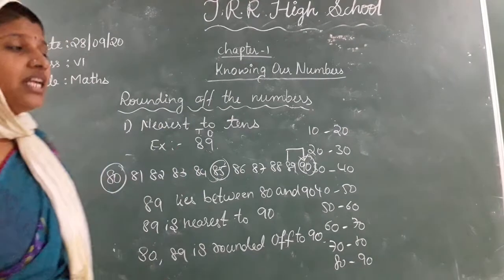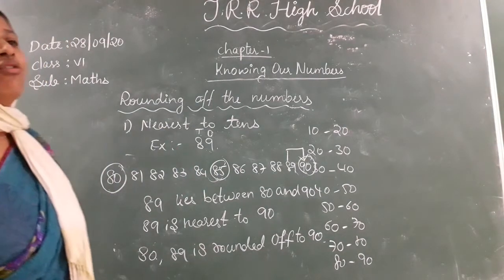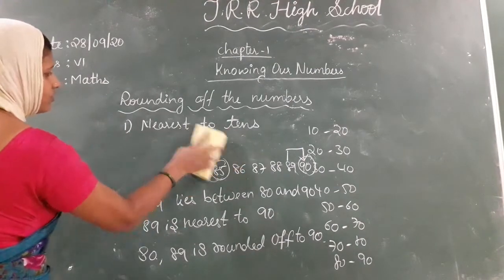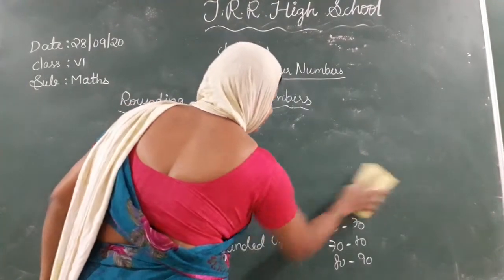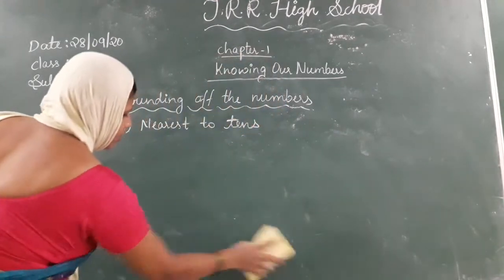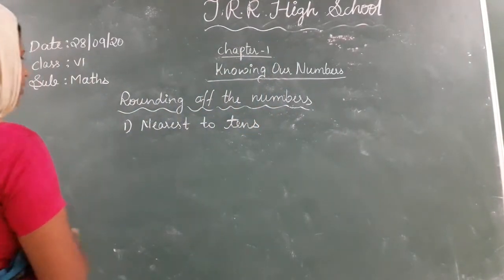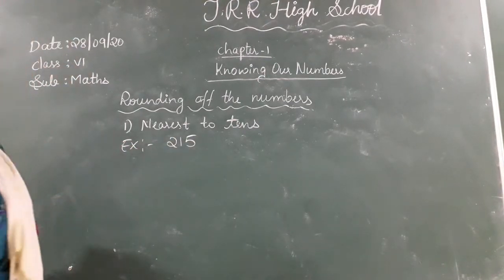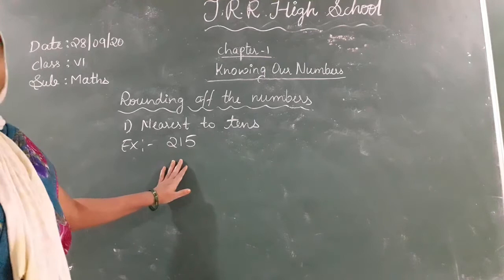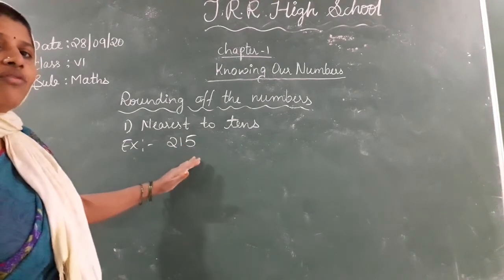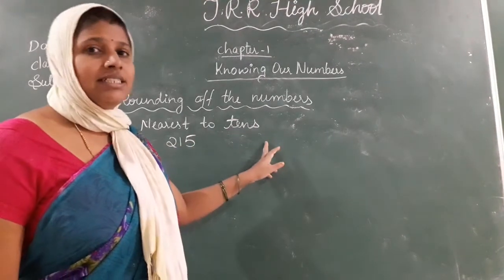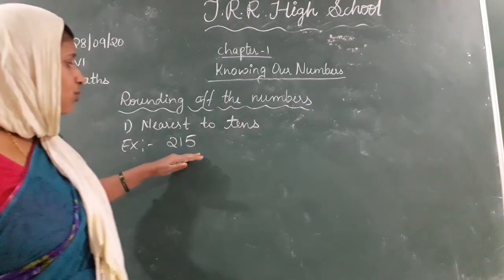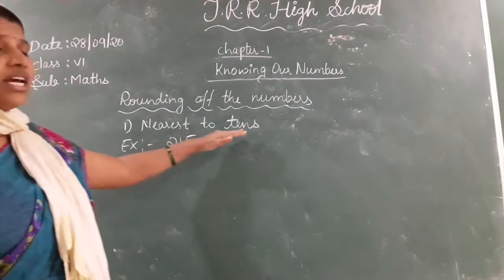Suppose the number is a 3-digit number or a 4-digit number, then how to write? That is also missed out, so here I am considering one number which is a 3-digit number. I have taken 215. 215 is a 3-digit number. Now I want to round off this to the nearest tens. Listen carefully to this one.